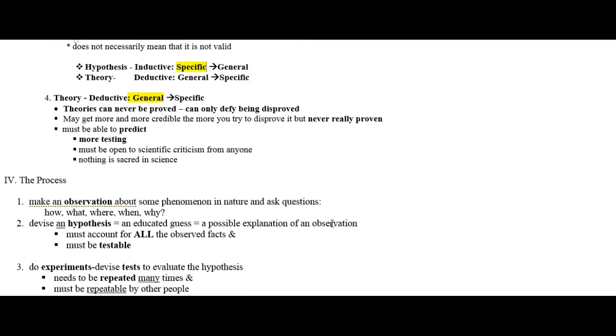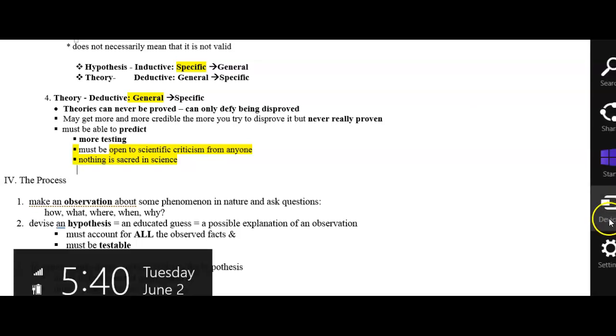You must be able to predict things, do more testing. It has to be open to scientific criticism from anyone. Nothing is sacred in science, which is one reason why I like Einstein. Because he would give his work to people who wanted to show that his work was false. So he wanted to find out what was wrong with his ideas so that he could try to fix them. So he was open to scientific criticism, which is what we're supposed to be.